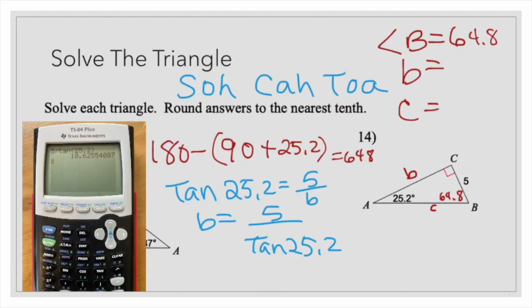We get 10.6. And notice how I typed it into the calculator there. I used this tangent button right here. And we're supposed to do it to the nearest tenth. So the 2 keeps the 6 the same, and we get 10.6.